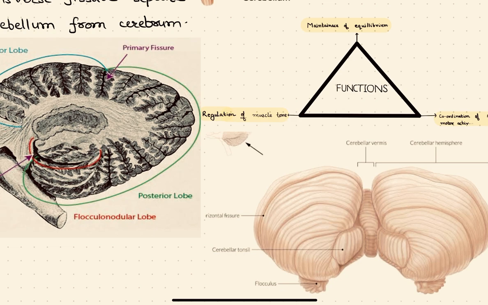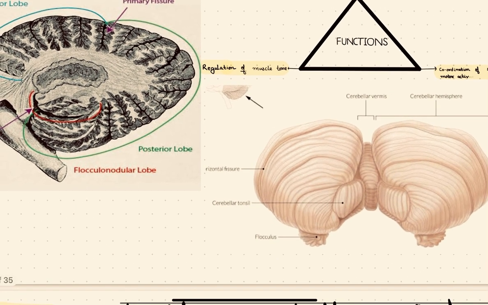So what does this cerebellum do? It maintains this equilibrium. Secondly, it regulates the muscle tone, the contraction and relaxation of the muscles, and it is also responsible for coordinating the somatic motor activities, like our movement is also coordinated by the cerebellum. Balance of the body, specialized movements, like somebody is good in gymnastics, that particular area is controlled by the cerebellum.